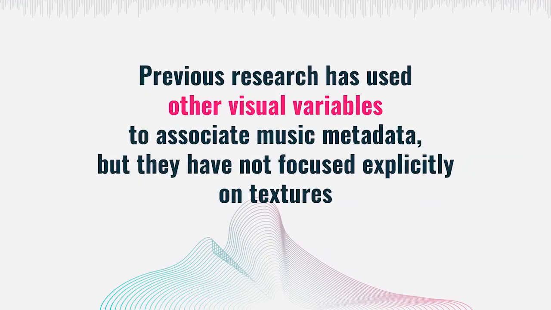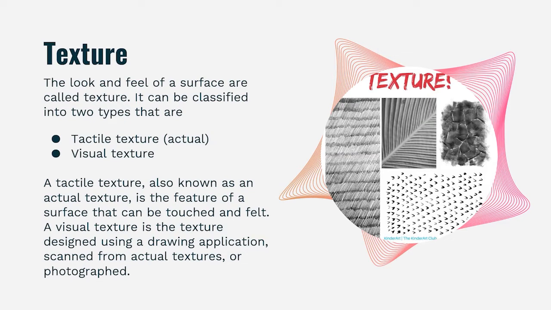There are a few other studies that have used visual variables to associate music metadata, but they have not focused explicitly on textures, meaning that no study has been done to use visual texture to represent music mood. Texture is also one of the visual variables like I showed you just now, and it has been proven that visual texture can represent certain moods.